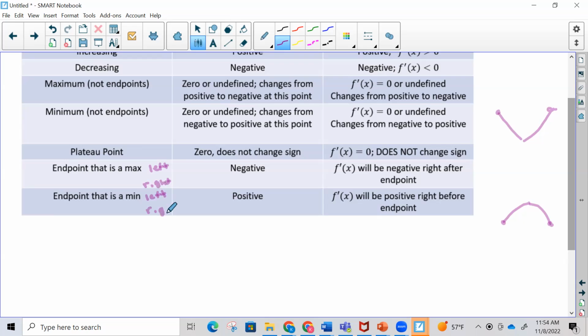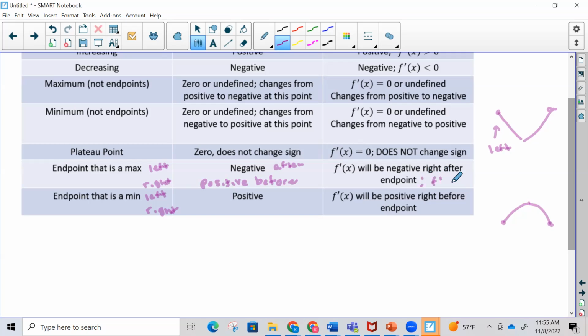If it's a right endpoint, it's the opposite. So if it's a right endpoint, the derivative is going to be, or the slope is going to be positive before that point. So we'll write negative after. And so this one, the derivative would be positive before. And if the endpoint is a right endpoint, it's going to be negative before it.